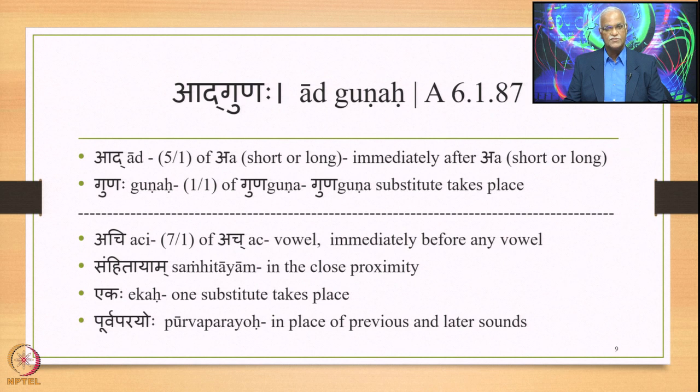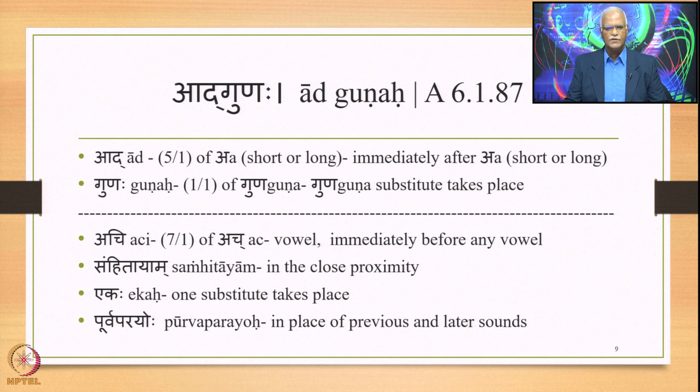This guṇa sandhi, we studied, is prescribed by the sutra 6187 adgunaha. And to recap, the meaning of this sutra is construed in the following manner. There are two words in the sutra, ad and gunaha. Ad is 5/1 of a, either short or long. So ad means immediately after short a or long a. Gunaha is 1/1 of guna, meaning guna substitute takes place.